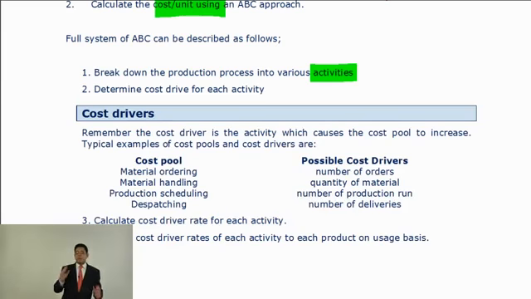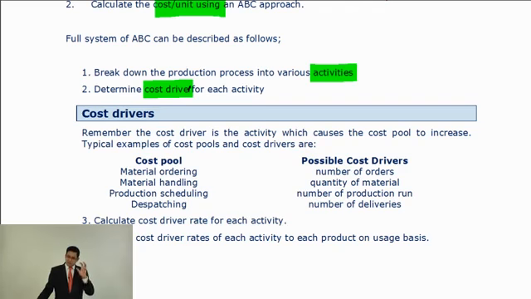First of all, we break down the production process into the various activities the product passes through. Number 2, we determine the cost driver for each activity. A cost driver is simply a reason, factor or base which generates the overhead cost. It is any factor within the activity which can trigger the overhead cost, meaning it can increase the overhead cost of that activity, and that factor can also decrease the overhead cost of that activity.